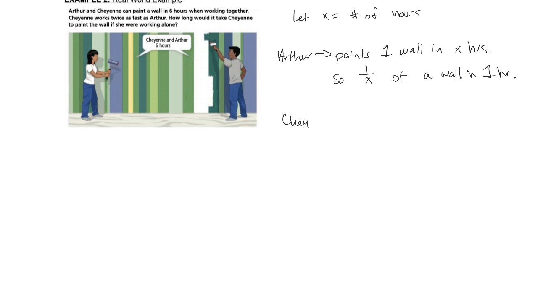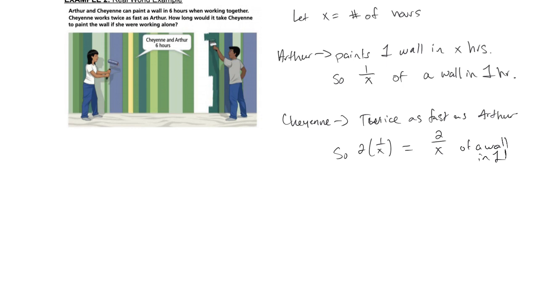Now, Cheyenne paints twice as fast. Twice as fast as Arthur. So we just need to multiply that 1 over x by 2. So 2 times 1 over x equals 2 over x. So she paints 2 over x of a wall in 1 hour.